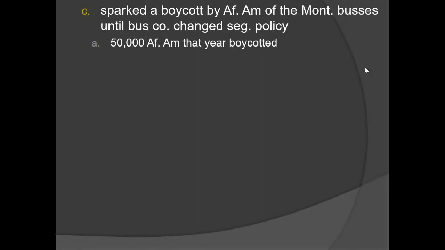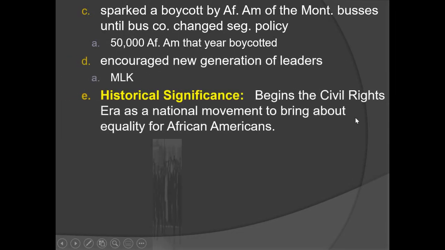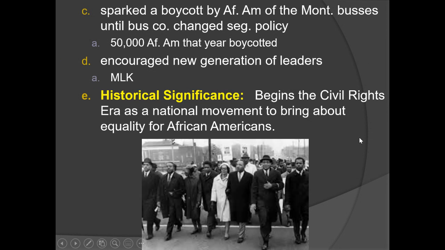In the meantime, the NAACP is working within the court system for a legal challenge to try to end segregation on buses. So we see many people rise up, but we see specifically a few leaders that will become the leaders of this part of the civil rights movement, specifically Martin Luther King Jr. Obviously, when you think of civil rights, it's probably the first person that you think of, although there were many, many people that helped in this movement. But this was historically significant because it starts to bring about this national movement.